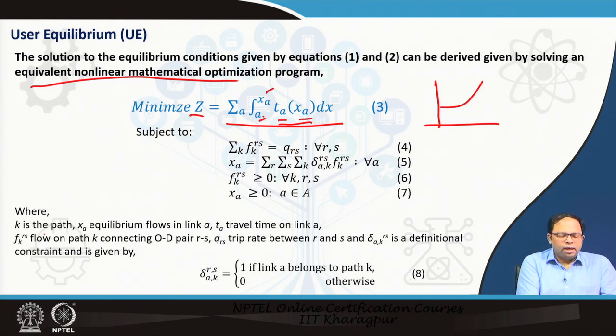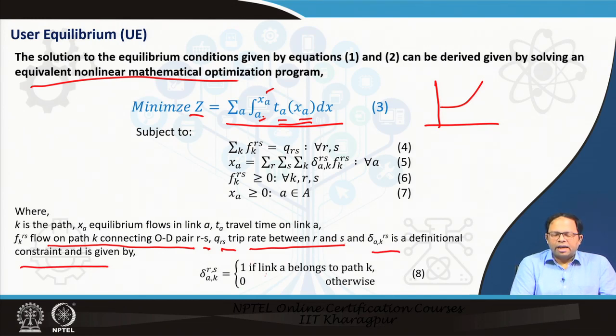So over here you see, minimize z subject to summation of f k r s, where f k is the path flow and x is the equilibrium flows in link A, and T A is the travel time on link A. So T A and x A are link travel times and link flows, and f k r s is the flow on path k connecting OD pair R S, and q r s is the trip rate between R and S, and delta R S is a definitional constraint, and it is 1 and 0 according to if a link belongs to a particular path or not.